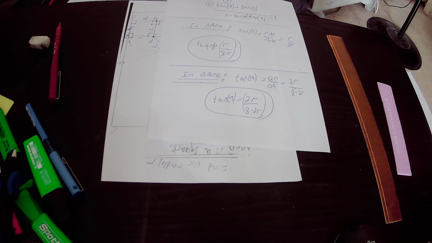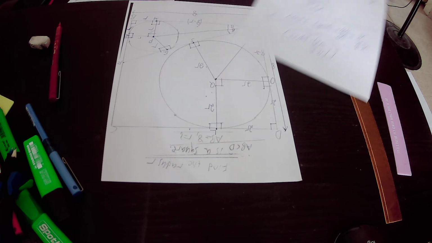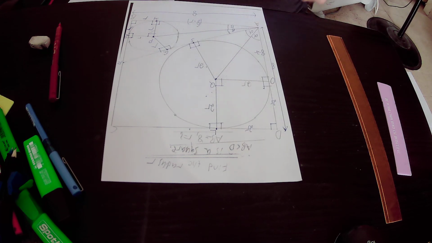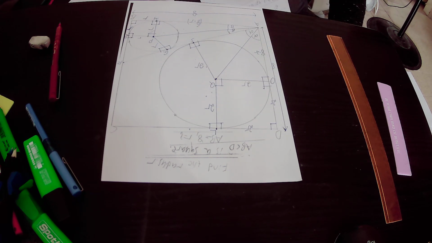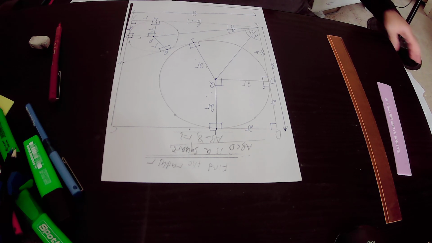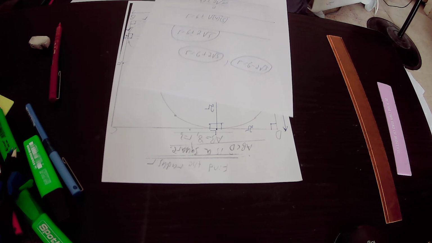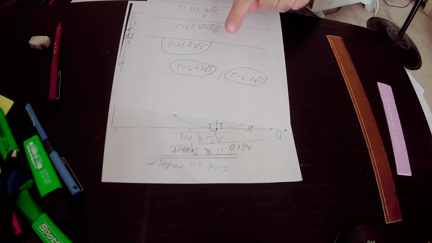And then we calculated the values of tangens alpha and tangens beta, and we substituted the values that we found out for tangens alpha and tangens beta, and we got this equation, equation number 1. We solved this equation and we got 2 answers. The first answer is that the radius of the small circle equals 6 plus 2 times root 5 units, and the radius of the small circle also can be equal to 6 minus 2 times root 5 units.